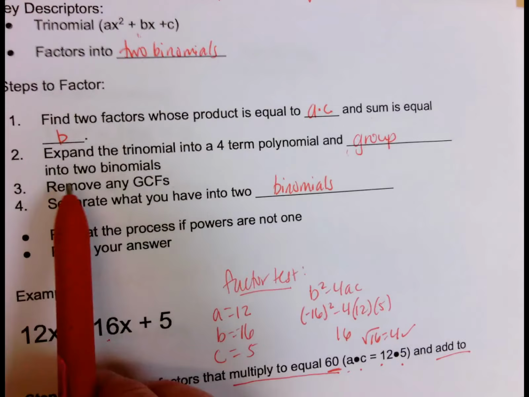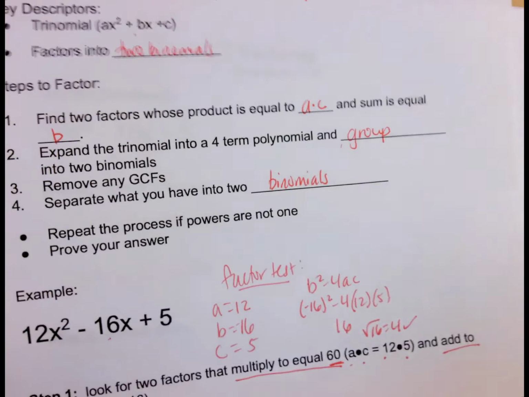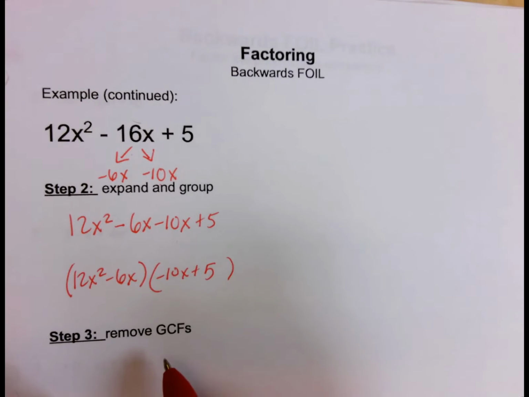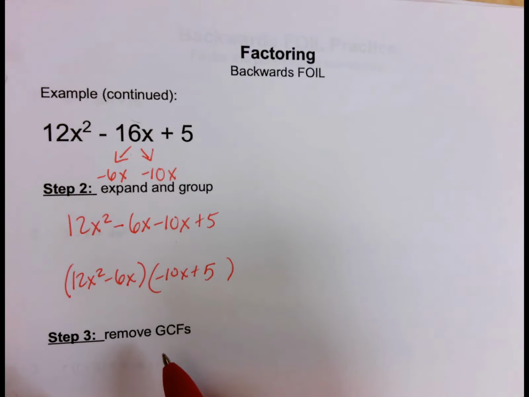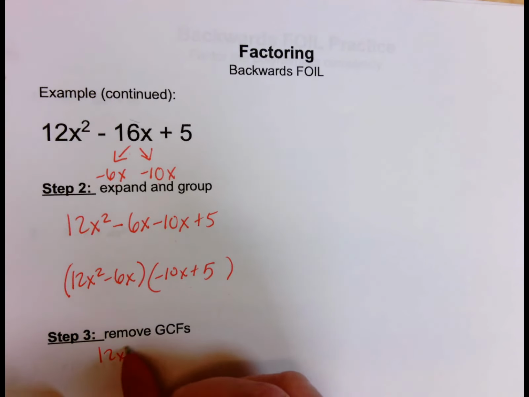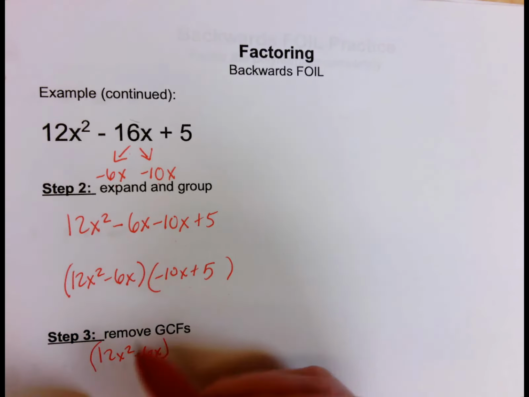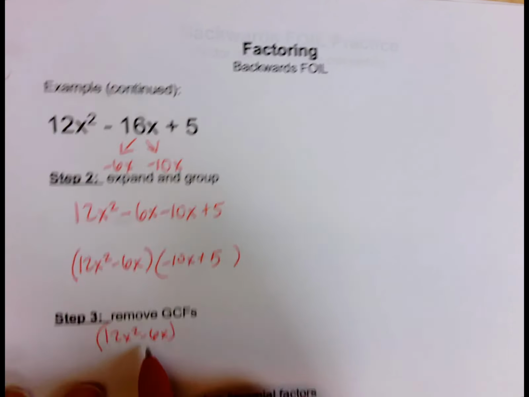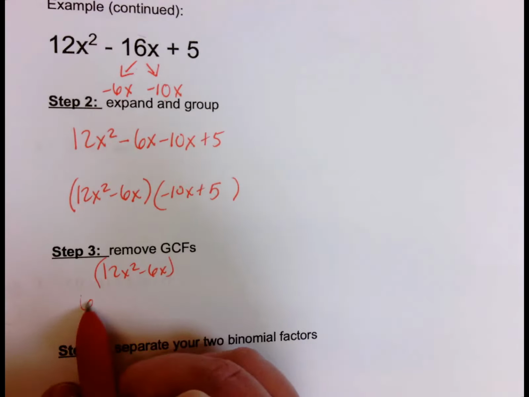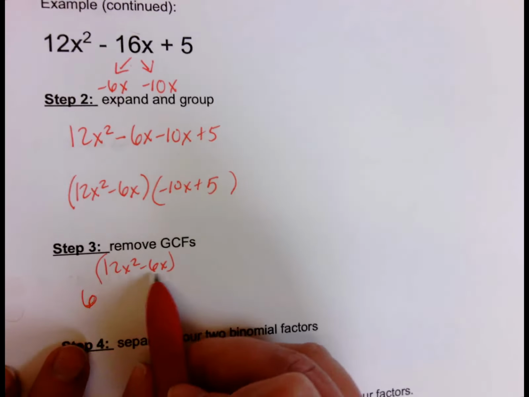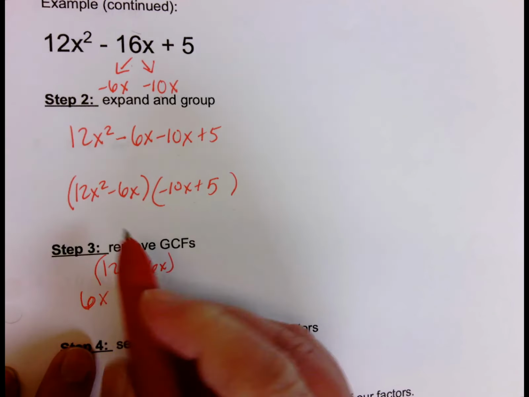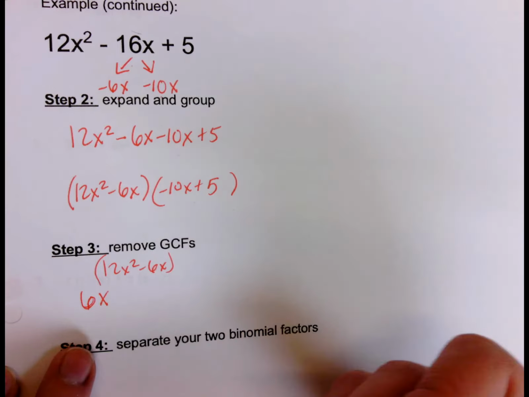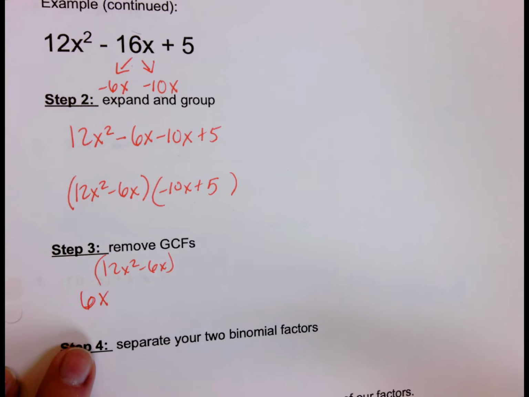Step 3, remove any greatest common factors. So what I'm going to do is take each of these separately. So I'm going to take 12x squared minus 6x. That's the first one. And I'm going to take out a greatest common factor. So here, the greatest common factor between 12 and 6 is 6. And then with our variables, we would also include the x. Okay, and if you're struggling to remember how to do this, there's still a video up called Removing or Factoring with Greatest Common Factor.